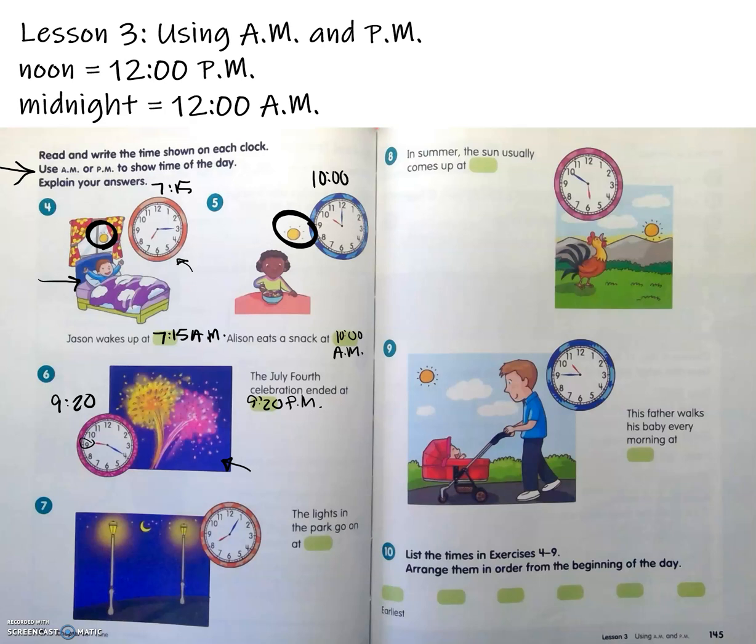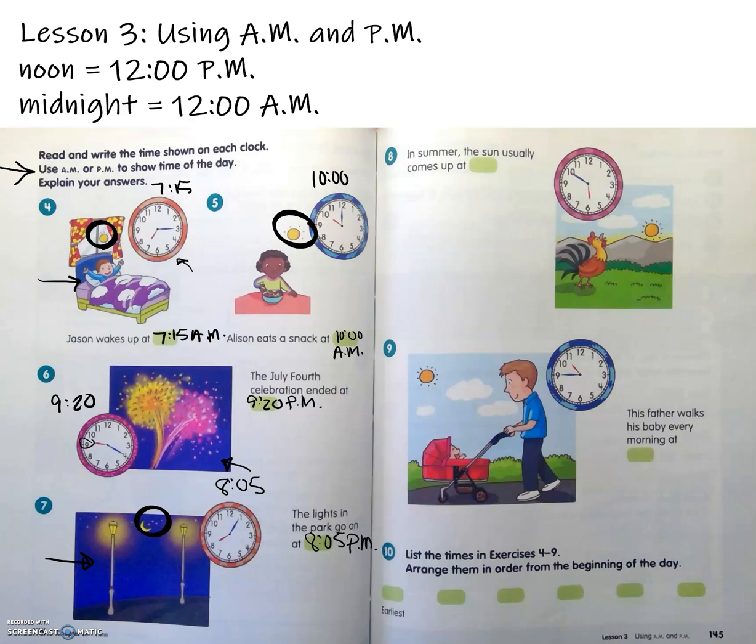Next, we have number 7. My red short hand is close to the 8, and my long blue hand is pointing to the 1. My short red hand is the hour, my long blue hand is the minute, making this 8:05. In this picture, it is dark. I can see the moon. The lights in the park go on at 8:05 p.m.